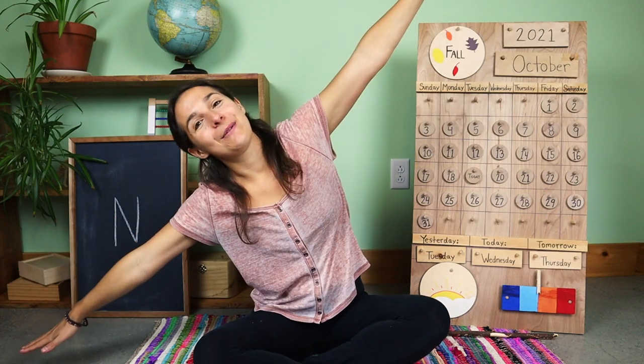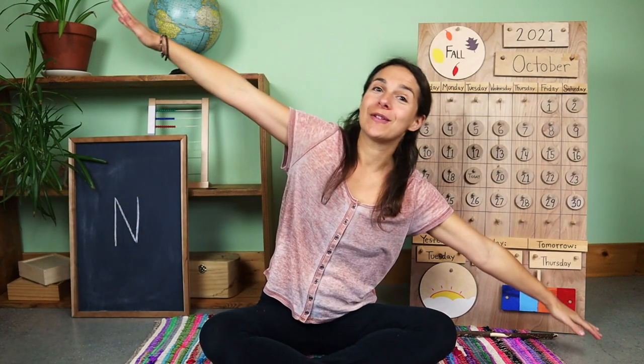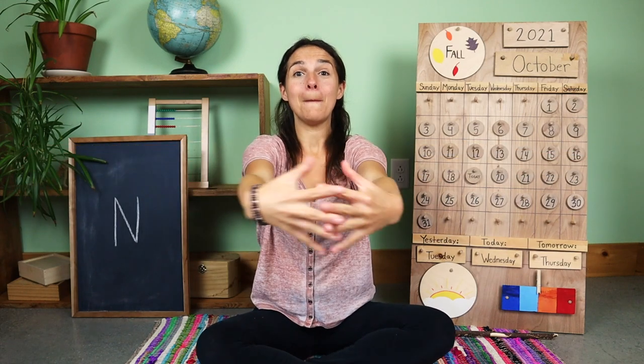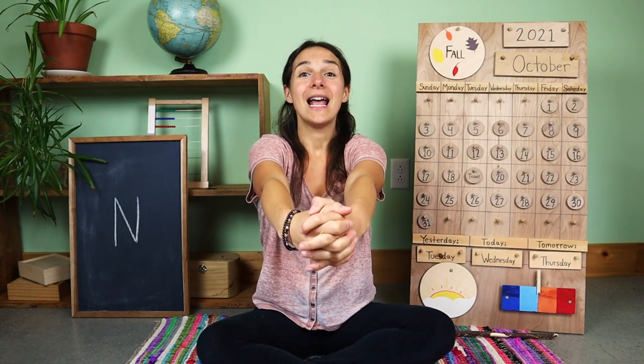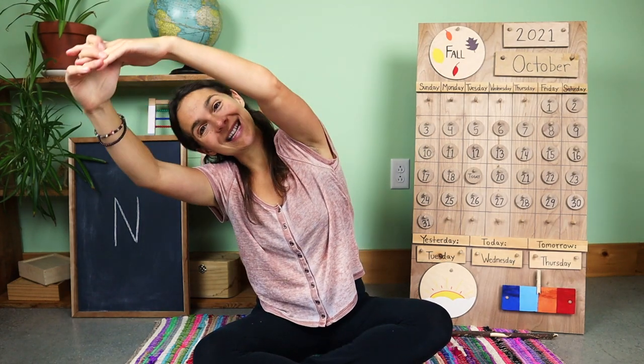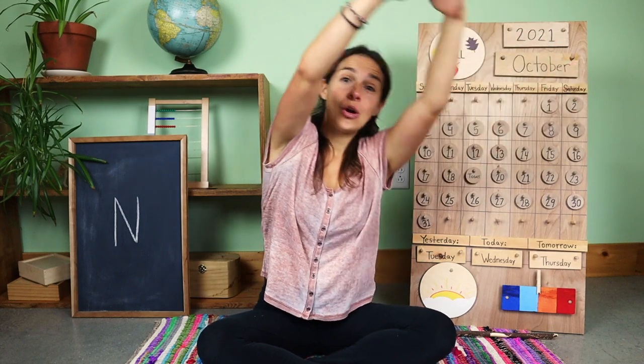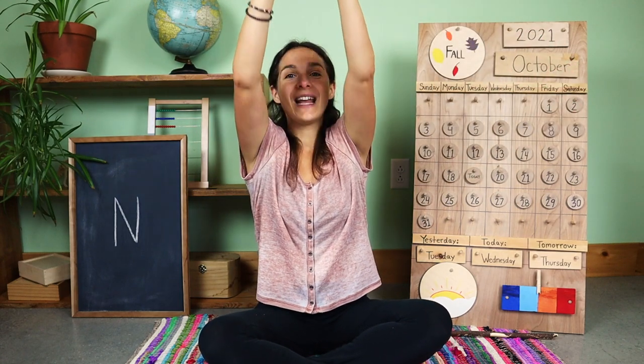We're going to stretch out our airplane wings and fly to one side, over to the other side, fly back to the middle, big stretch out in front. Now take that circle up over your head. We'll stretch on this side, over on the other side. One last stretch, and now let's sing together.